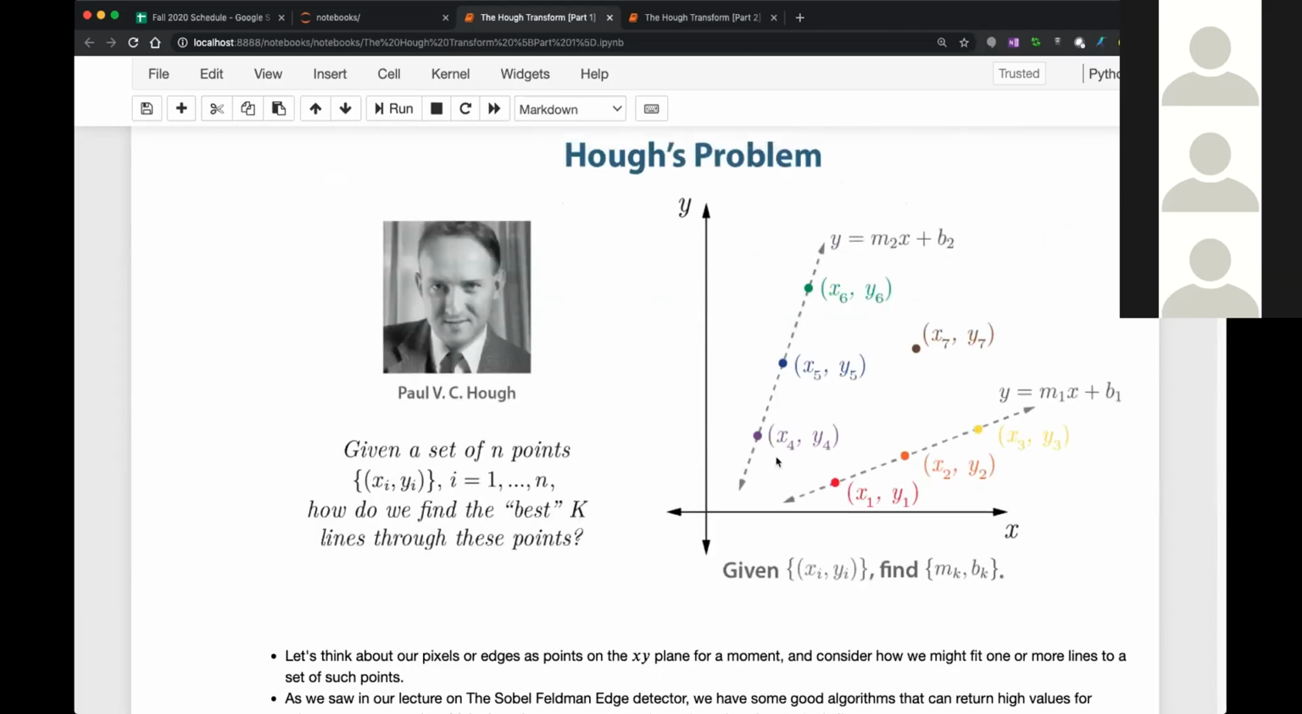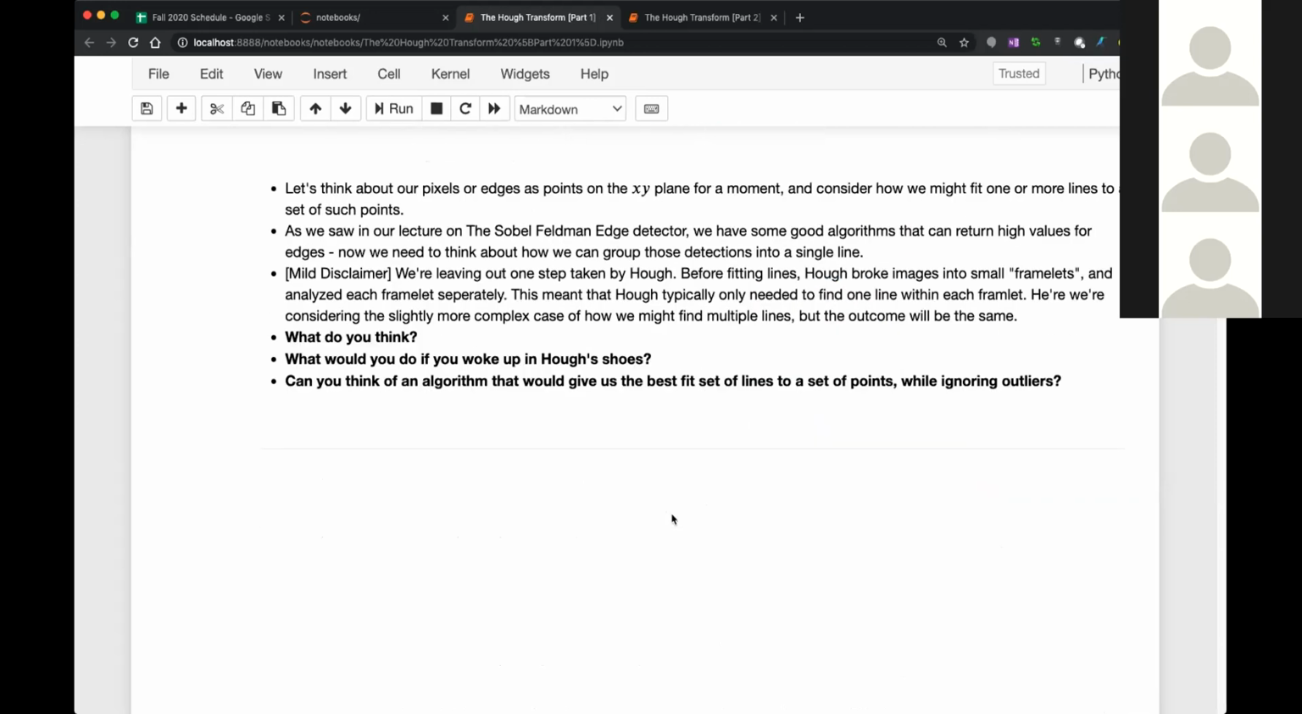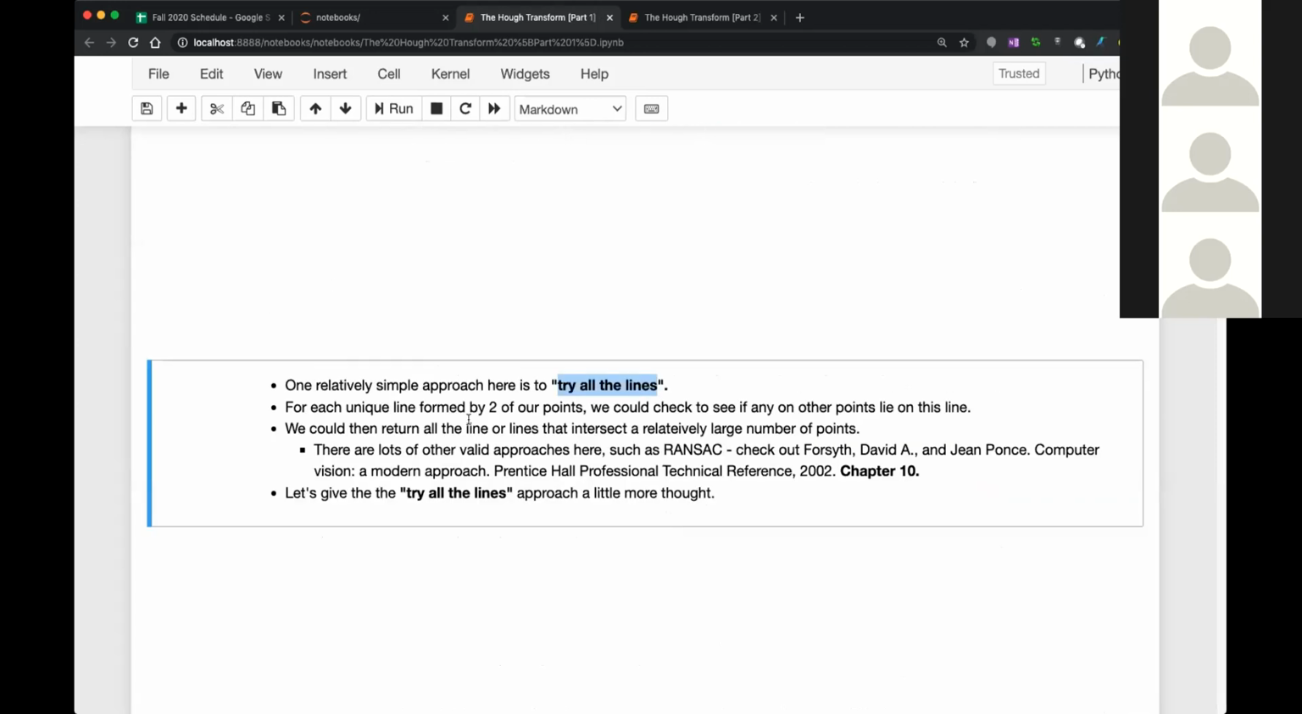So I might have just said, okay, here's a bunch of points, right? Can't I just look at all the different possible lines that would exist between pairs of points and then see if those fit the other points reasonably well, like by measuring how far off the other points are from a line, for example? Couldn't I just try all the lines? I think that is a reasonable approach, and hopefully that idea makes sense to you.